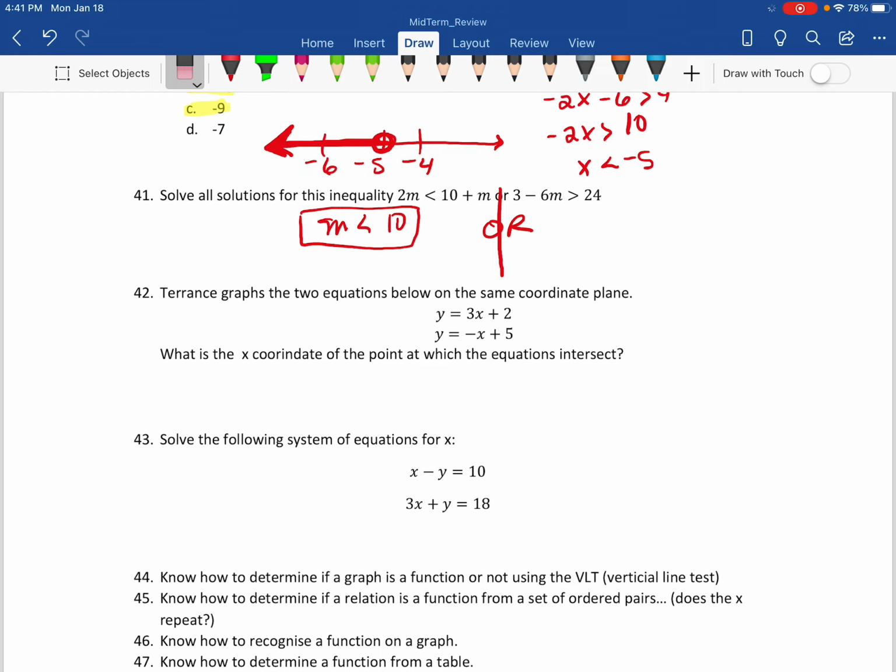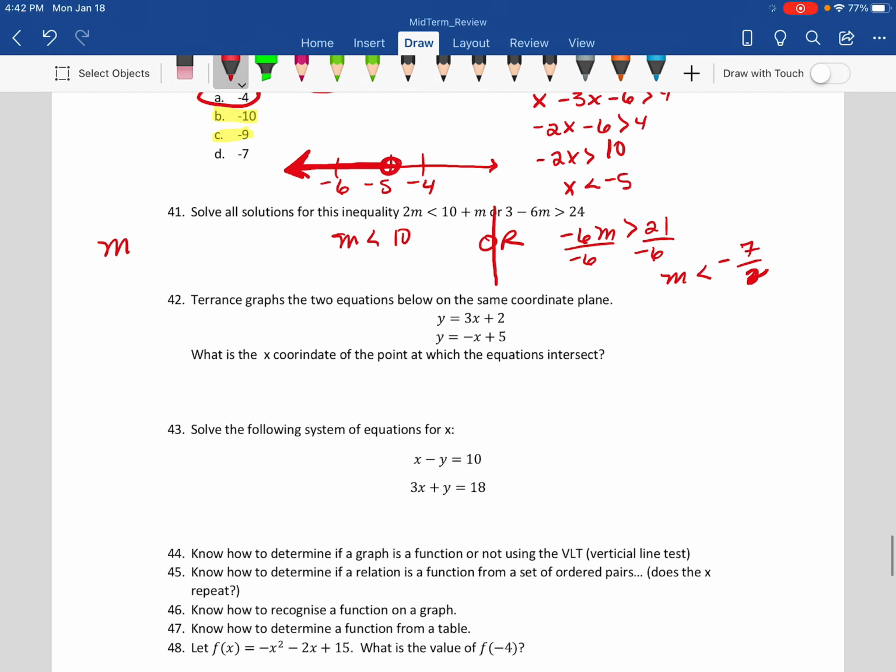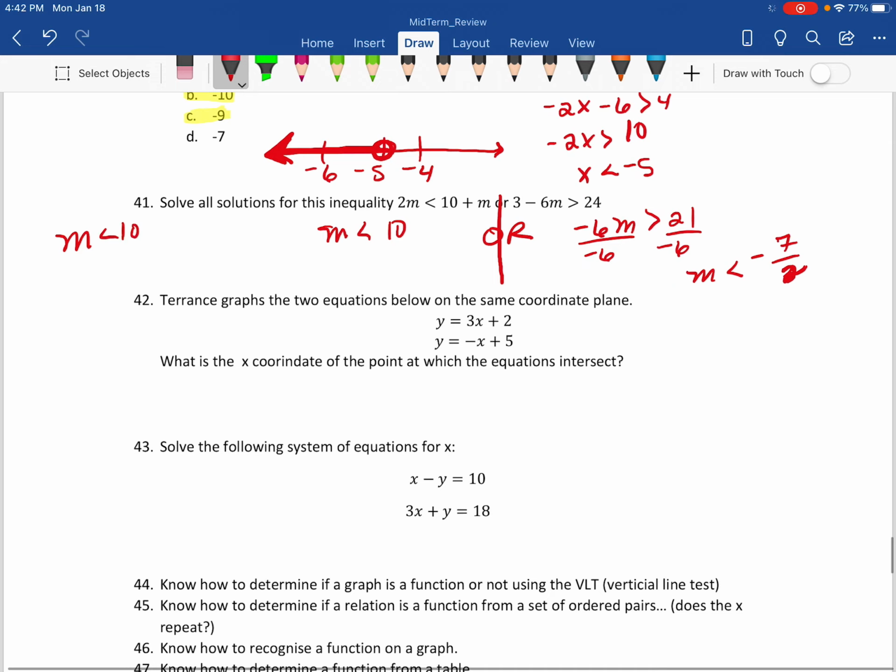Or, hold on, let me not box that because we've got to do the or. We're going to move the 3 over, so that gives me negative 6m greater than 21. Divide by negative 6. That's going to give me m is less than negative... This simplifies. 3 goes into 21 7 times. 3 goes into 6 2 times. So that's going to be negative 7 halves. So our solution is going to actually be m is less than 10, or m is less than negative 7 halves.